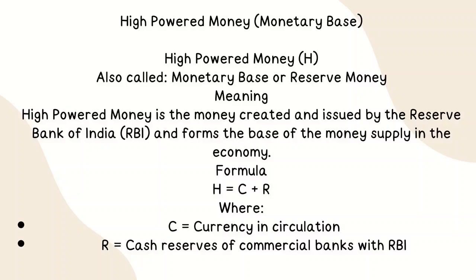Now let's understand the formula. H equals C plus R. C stands for currency in circulation. These are the notes or coins that are circulating in the economy. R stands for reserves maintained by commercial banks with the RBI. Commercial banks keep a part of their money with RBI as reserves. When we add currency in circulation and bank reserves, we get high-powered money. So don't write that high-powered money is all the money in the economy. That is incorrect. It is the base money created by the RBI, not the total money supply.